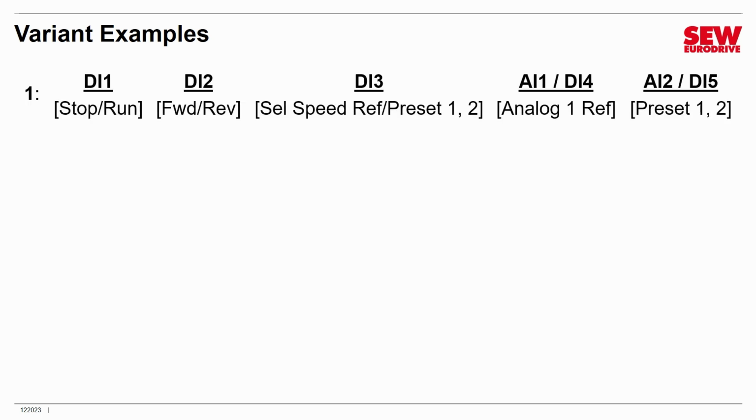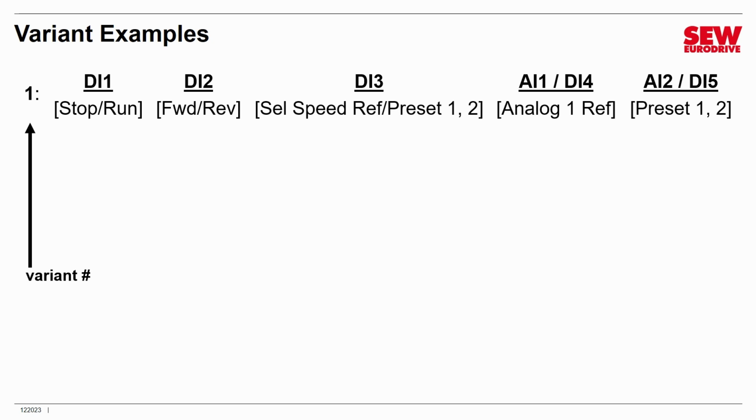So let's start with a variant example just so you can understand how to interpret those available variants. We'll start with the default variant, which is number 1. Of course, the number in front of it indicates which variant it is. And then each input, digital input 1, digital input 2, digital input 3, and the 2 hybrid inputs will have a function listed below them indicating what they do. So let's look at this one. This is a very good and typical example.